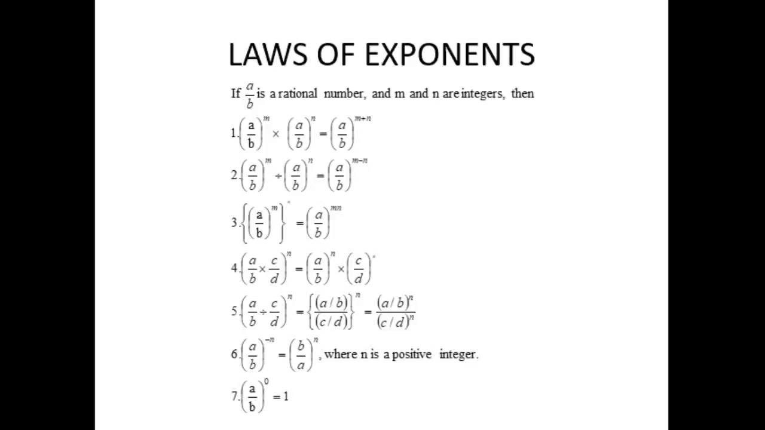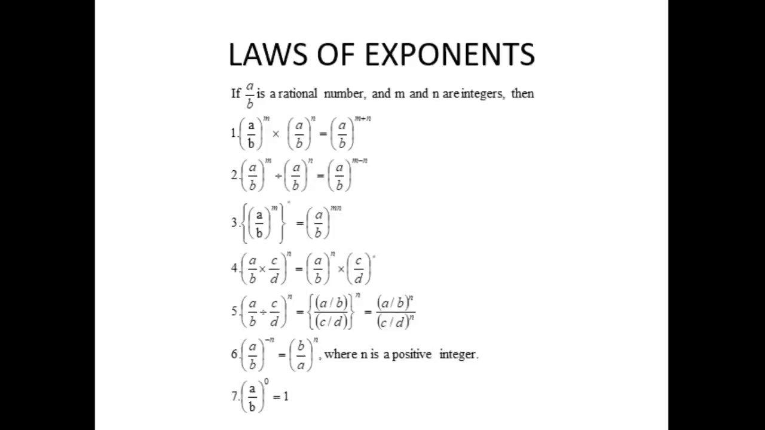Now let us come to the second rule, that is called the division rule. A upon b raised to the power m divided by a upon b raised to the power n is equal to a upon b raised to the power m minus n. Whenever the bases are the same and they are divided, then the powers are always subtracted.